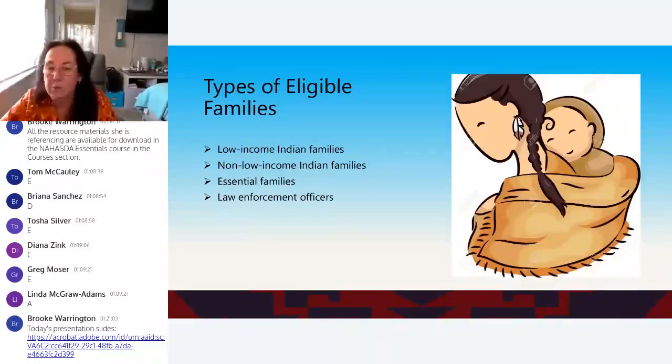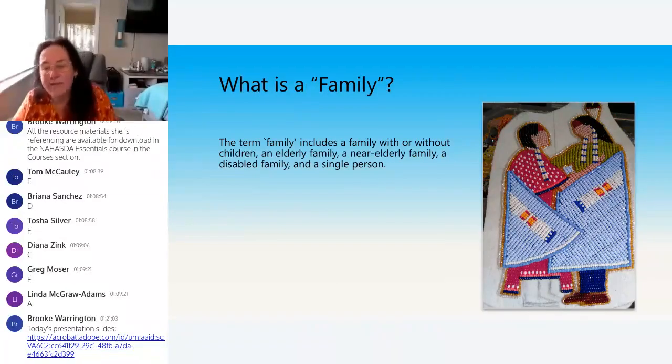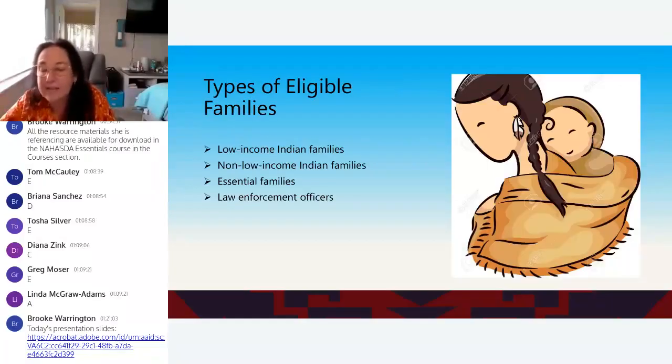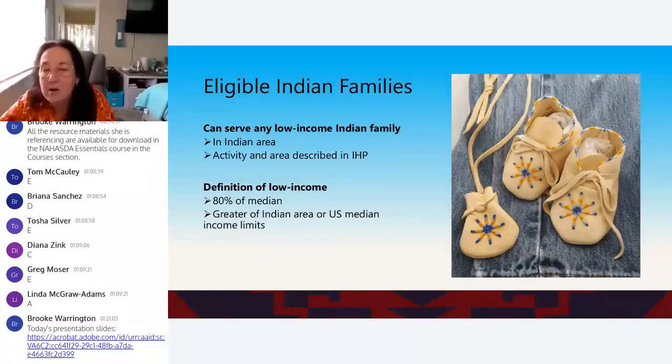That's what I thought when I read that definition. The term family includes a family with or without children, an elderly family, near elderly, a disabled family, and a single person. The types of families: low-income Indian family, non-low-income Indian family, an essential family, and law enforcement. You can serve any low-income Indian family within your Indian area as long as you describe that activity and that area in your Indian housing plan.